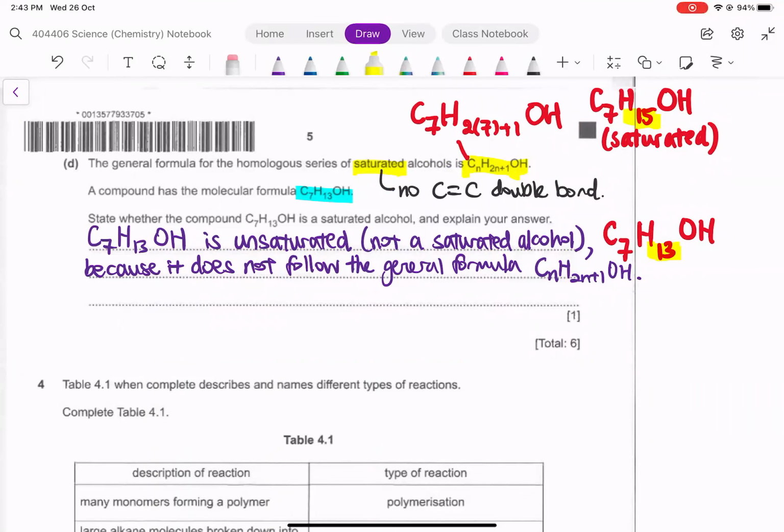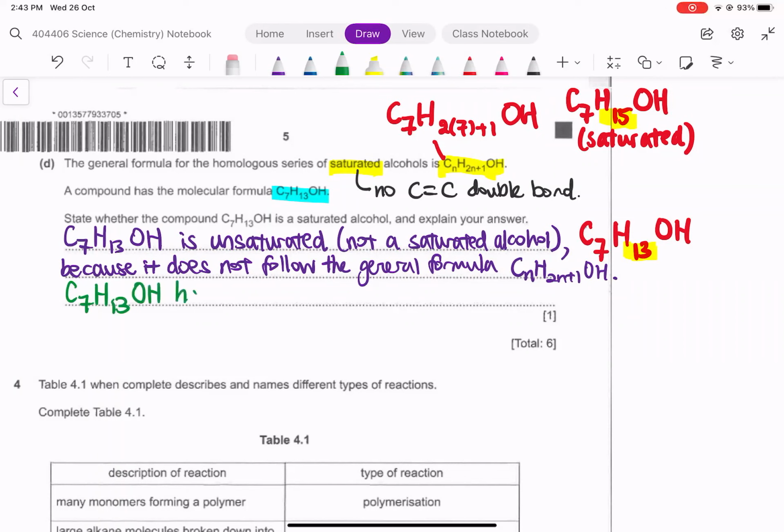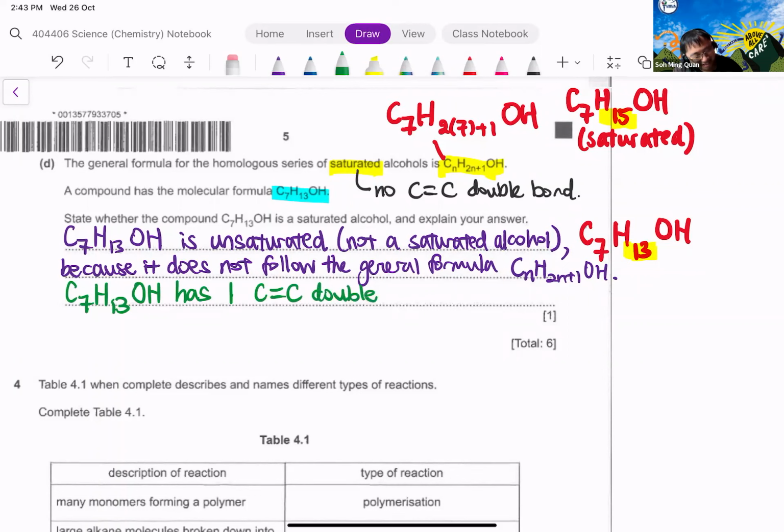1. Why? How do you know there's 1 double bond? Is Jonathan giving you the answer now? All right, it has 1 double bond, okay, within carbon atoms.